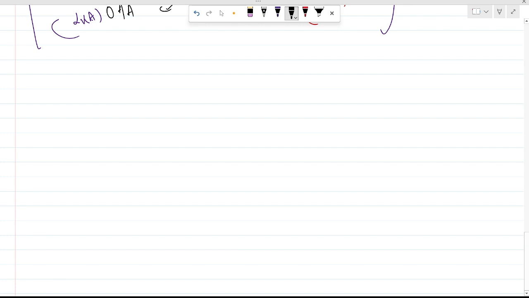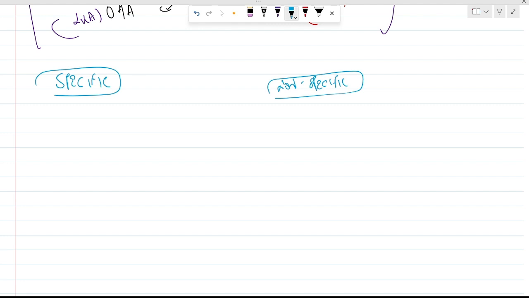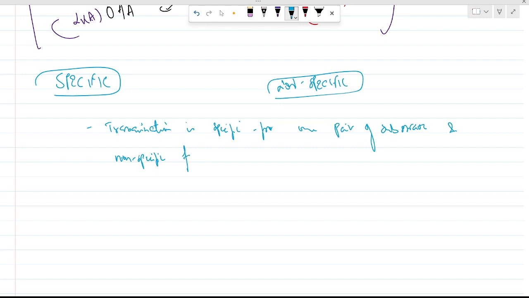So we've seen that this part here is specific, and this part here is non-specific. So we can also say that transamination is specific for one pair of substrate and non-specific for the other.